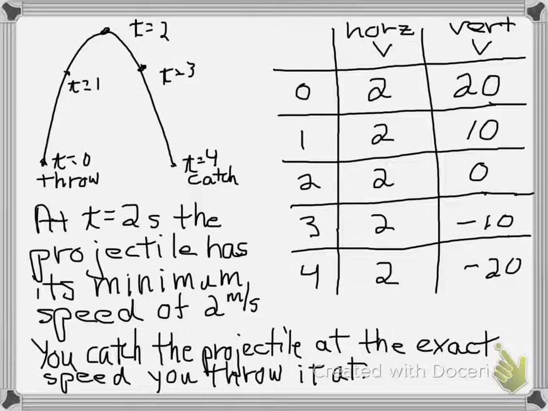So if you look at the diagram, the horizontal speed never changes. The vertical velocity starts out at 20, then goes to 10, then goes to 0, then goes to negative 10, then goes to negative 20. So when I combine in the Pythagorean theorem 2 and negative 20, it's the same as combining 2 and positive 20. You catch the projectile at the exact speed you throw it at, although the velocity would be considered in a different direction.